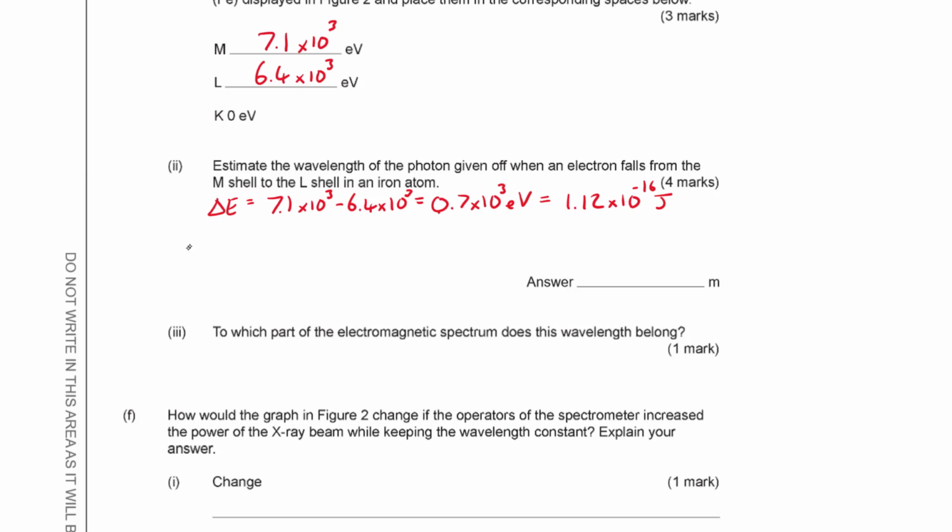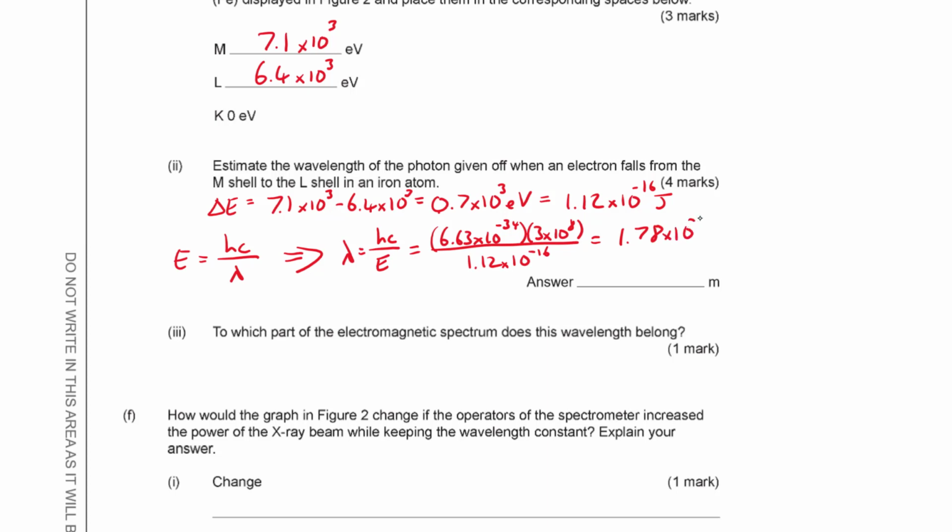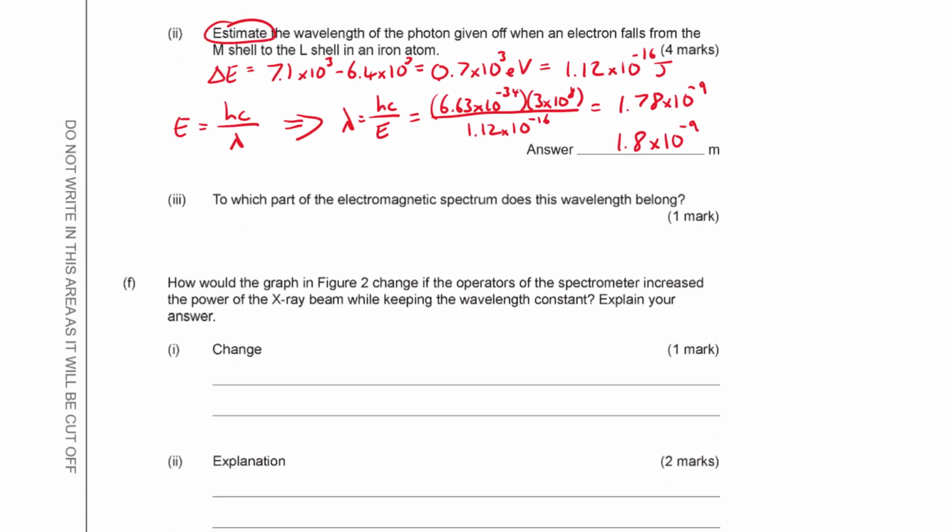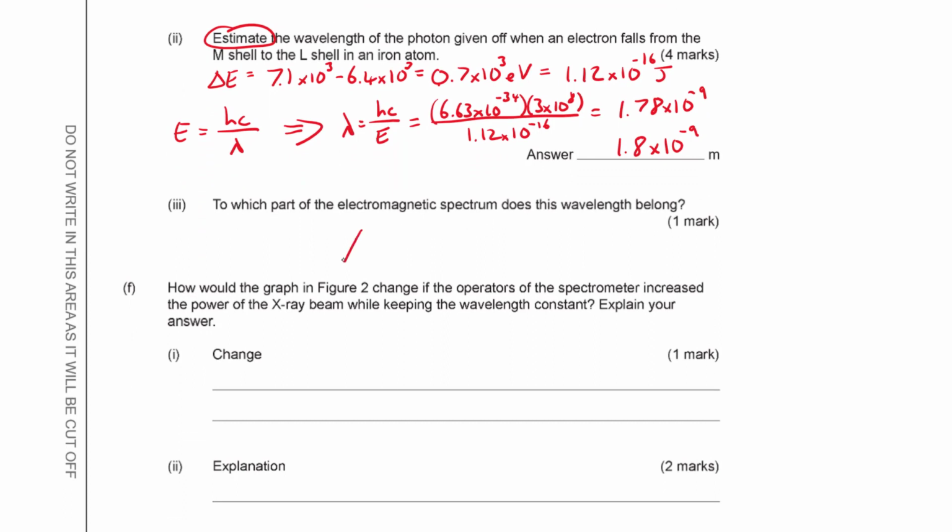Okay, so now that I have that number, chuck it in. I don't know why they really made this so short in terms of space. Okay, all good. Rearrange that formula. You end up getting lambda is equal to hc on E: 6.63 times 10 to the negative 34, times 3 times 10 to the 8, divided by 1.12 times 10 to the negative 16, equals 1.78 times 10 to the negative 9. Remember, it says estimate, so 1.8 times 10 to the negative 9. And to which part of the spectrum does it belong? If you have a look at your data sheet, it falls well within the X-ray, which is what we wanted it to do.